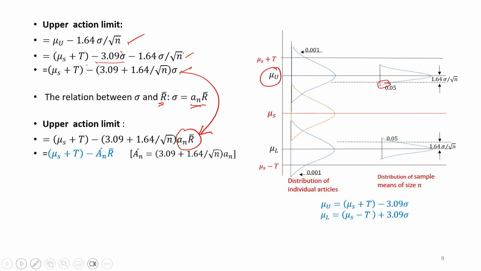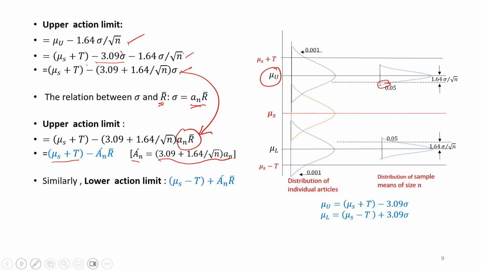And now what we are doing is, mu s plus t we keep it within bracket, R bar we separate it, and the rest of the thing we take together, 3.09 plus 1.64 root over n, and we call it a new factor A dash n, capital A dash n. That is what we write here.